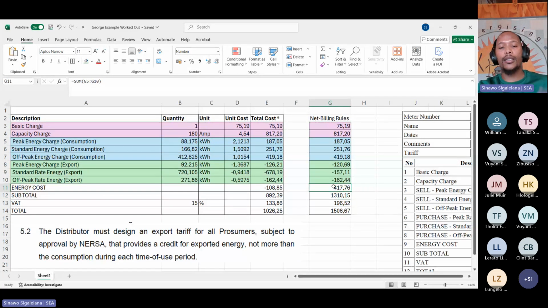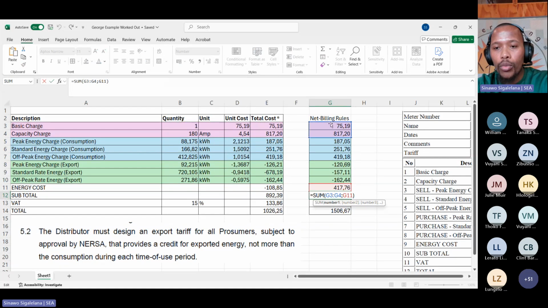Right? Think about it like this. Let me finish, colleague. All right. So I've done the energy, right? So I said, this is my consumption, right? These are my total credits in rands, right? And I summate all of this, it is 417.76. So I'm crediting against my energy rates. But remember, my bill also includes a capacity charge and a basic charge, right? So my total bill is going to be basic charge, capacity charge, plus the total energy cost that already takes into account my credits in the green rows, if I'm making sense.